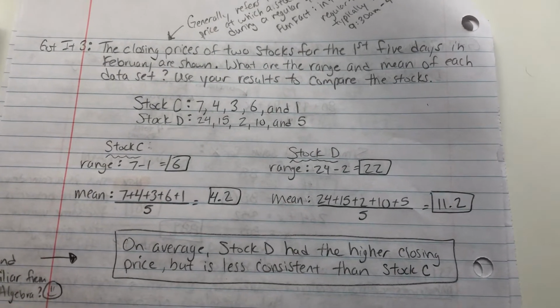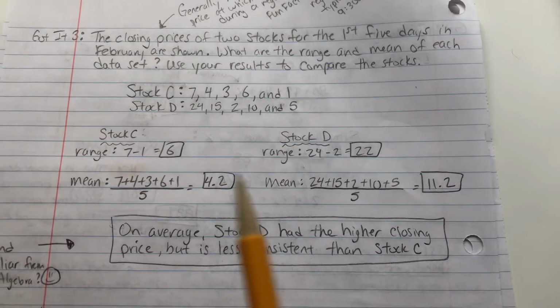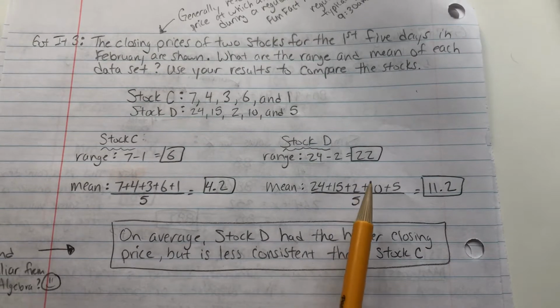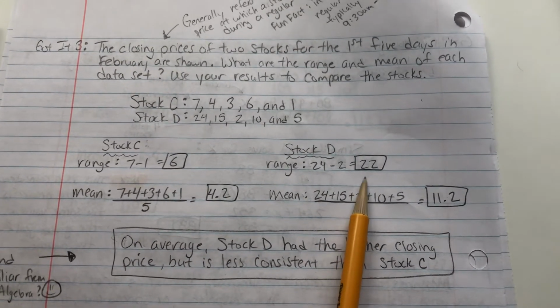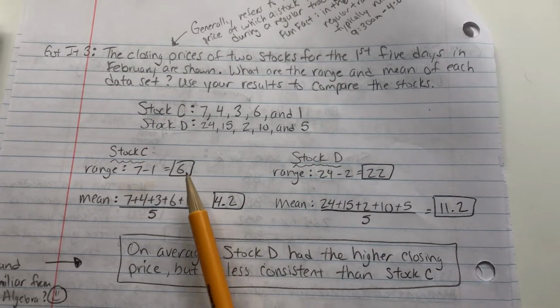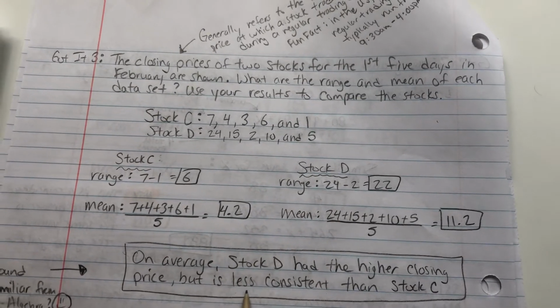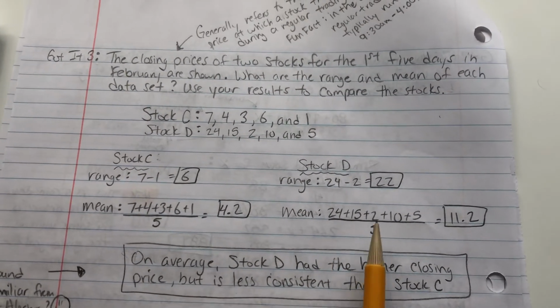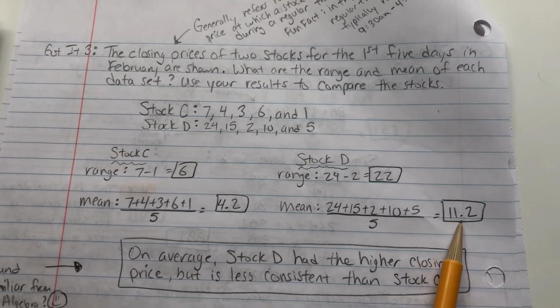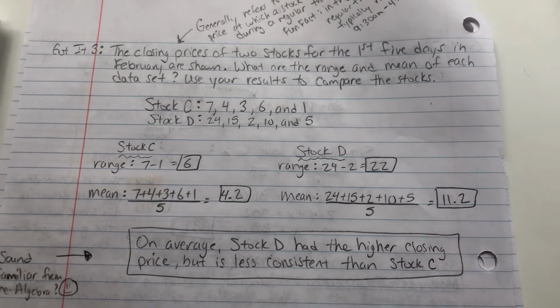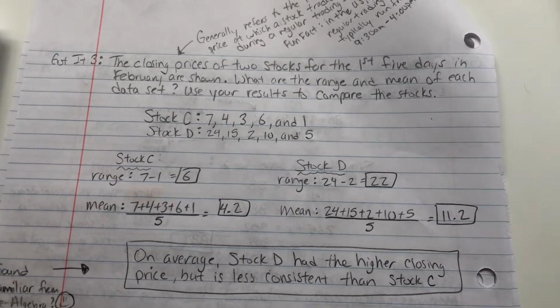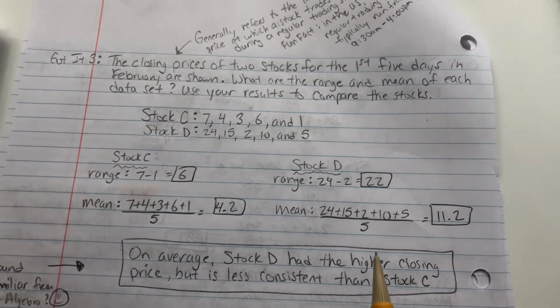Okay, now to take this a step further, what this means is, on average, stock D had the higher closing price because 22 is clearly much higher than 6. However, it is less consistent than stock C because it covers a wider range of values. So it depends. Are you looking for consistency or higher average? In this case, probably higher average.